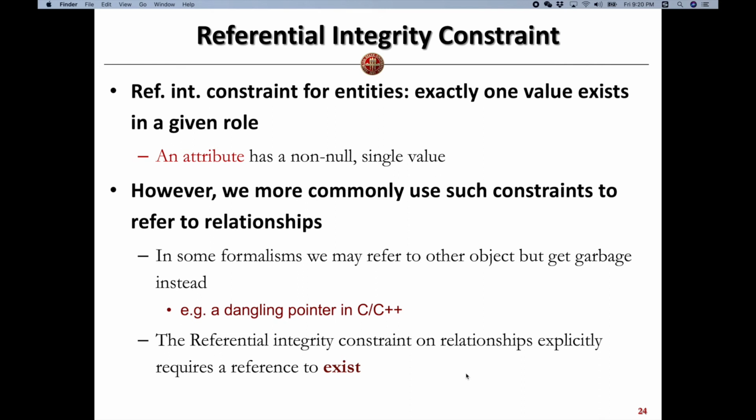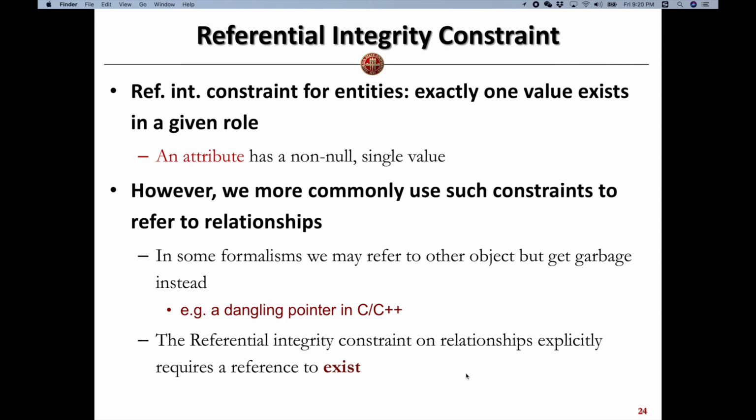This is mainly used for referencing entities. When we are referring to an entity, this entity must exist and also contain only one single value in a given row. So the physical meaning of this constraint comes in two folds. The first one is that the entity we're referring to should exist. The second one is that there should only exist one single such entity in our tables.